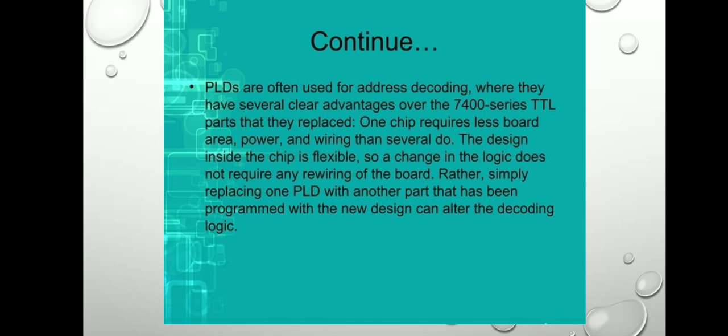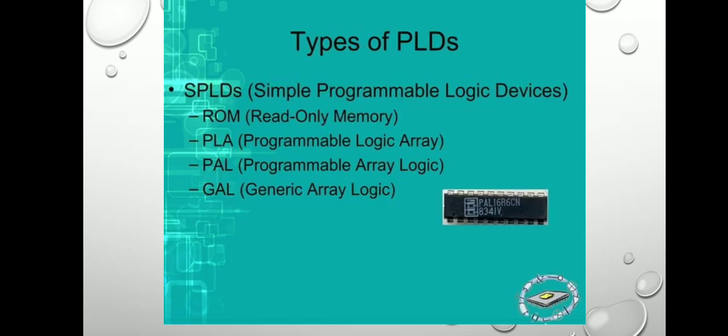In order to show the internal logic diagram, it is necessary to have special symbols. PLDs use address decoding, and there are several advantages over the 7400 series. If one part is damaged or has an error, it can be replaced. One chip requires less board area, power and wiring than several do. It is very flexible, and changing logic gates, which would require a number of rewirings, can be done by simply replacing one PLD with another that has been programmed with a new design.